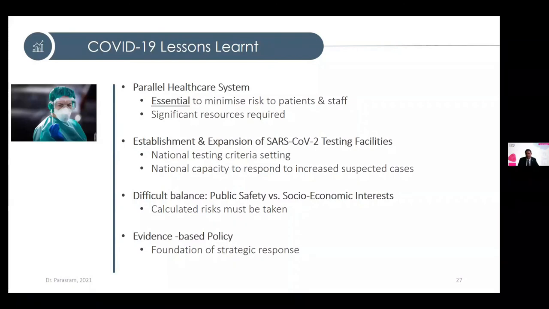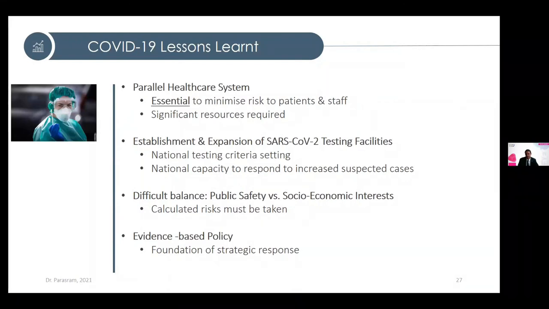So our national capacity increased as we increased our testing capacity. There's a difficult balance between public safety versus socioeconomic interest. Calculated risk must be taken based on the public health interventions, the way the disease spreads from person to person, and all other scenarios. Of course, from a health perspective, we make our recommendations, and other arms of government will have a say as well as to what happens in terms of our measured outcome.